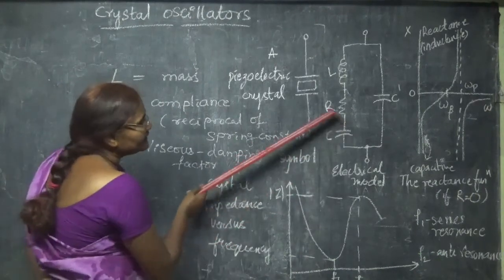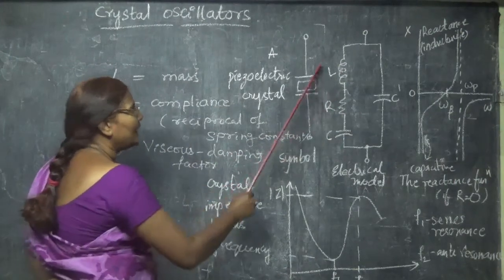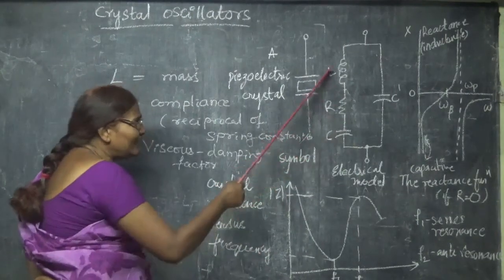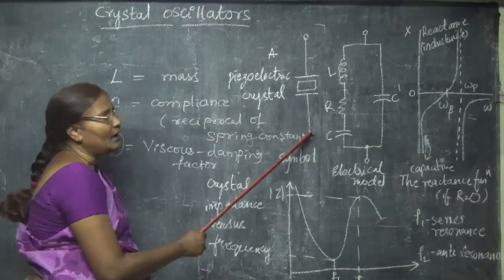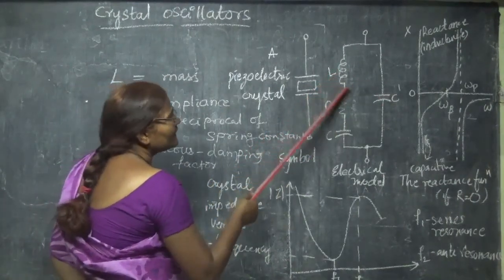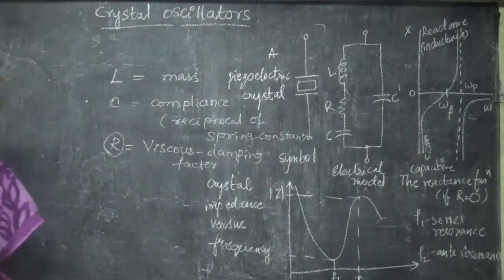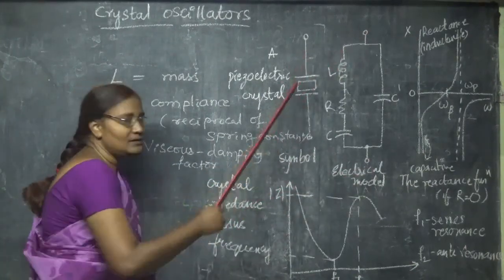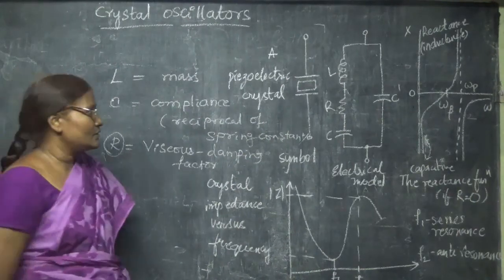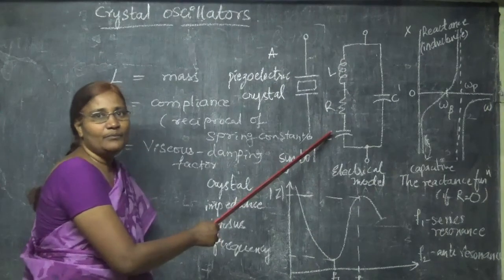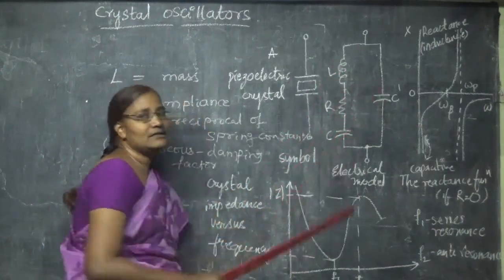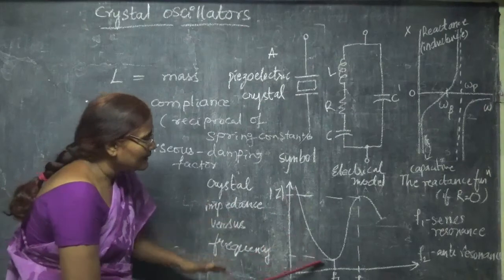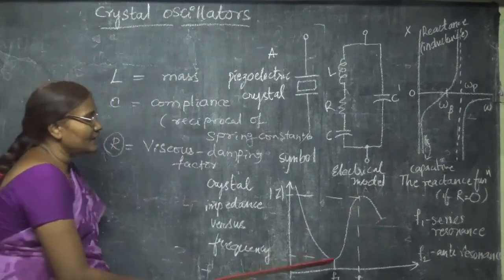We can observe a series LC and a parallel LC circuit. A series LC will resonate at a particular frequency, and a parallel LC will resonate at another frequency. That means by using this circuit, if you apply voltage across these two terminals, you will get two resonating frequencies. One is called the series resonance circuit frequency and the other is the parallel resonance circuit frequency. That is the reason the diagram will show two resonance frequencies.